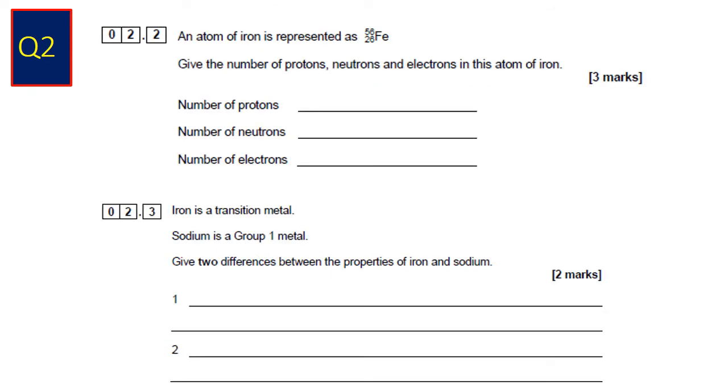So 2.2, a bit of C1 revision here. An atom of iron is represented as shown. Give the number of protons, neutrons and electrons in this atom of iron. So, the number of protons equals the atomic number, and that's the bottom number shown here, so it's 26. The number of neutrons is going to be the mass number minus the atomic number, so that is going to be 30. And then the number of electrons, now as this is an atom and not an ion, the overall charge must be neutral, so we must have the same number of electrons as protons.